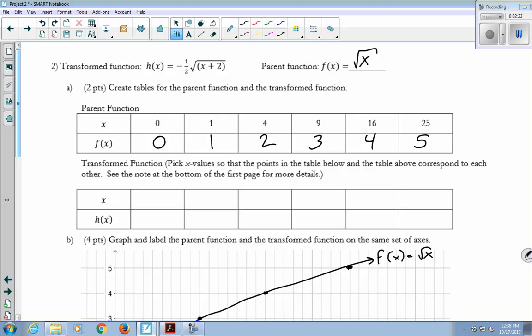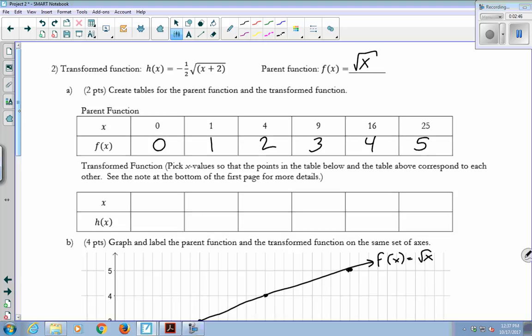Y, yes. So if it's inside the function, if it was next to the x within the square root, then it's changing x. Outside the square root, it's changing y. So that -1/2 is a vertical shrink by a factor of 1/2. And the negative means it's going to reflect over the x-axis.